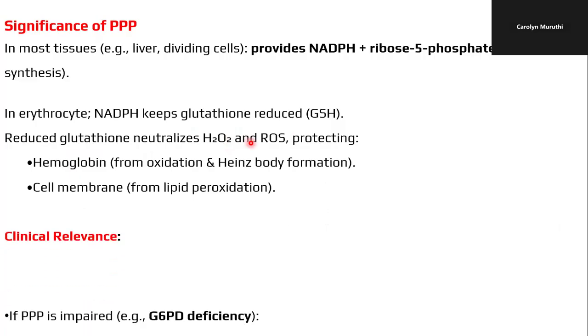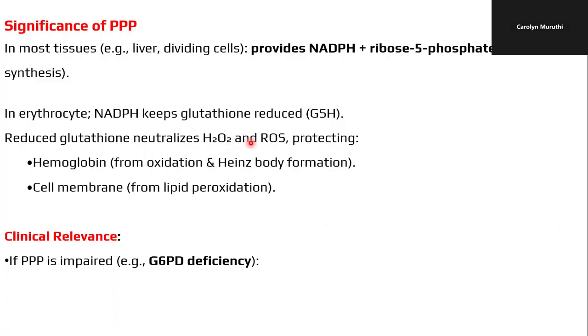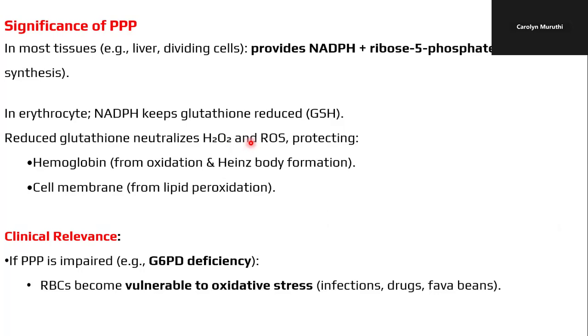If this pathway is impaired, for instance, in a deficiency of glucose 6-phosphate dehydrogenase, the erythrocytes become vulnerable to oxidative stress, which may arise from infections or from certain drugs, and this can lead to hemolysis and anemia. Thus, the pentose phosphate pathway is less about energy and more about survival. It equips the RBCs with the biochemical armor they need to endure their long 120-day journey through the bloodstream, constantly exposed to oxygen, yet never destroyed by it.